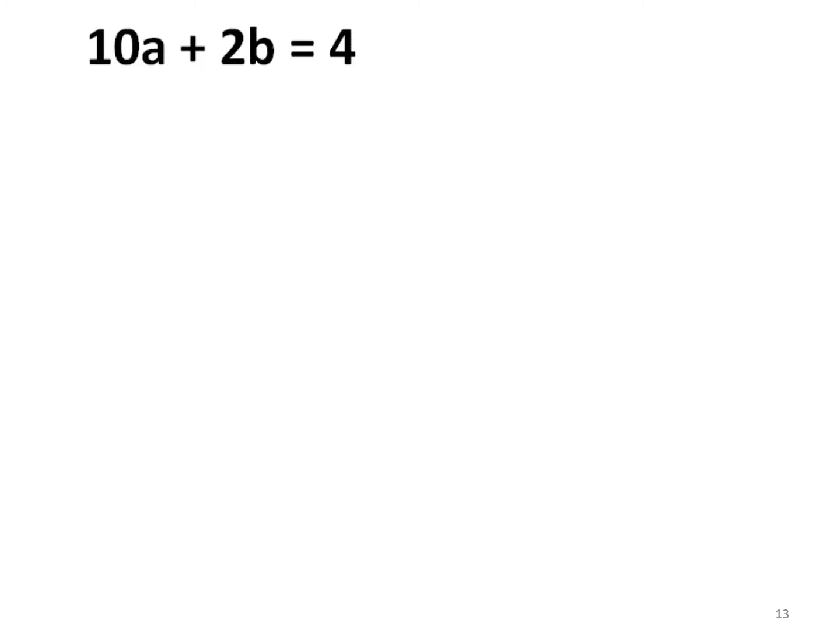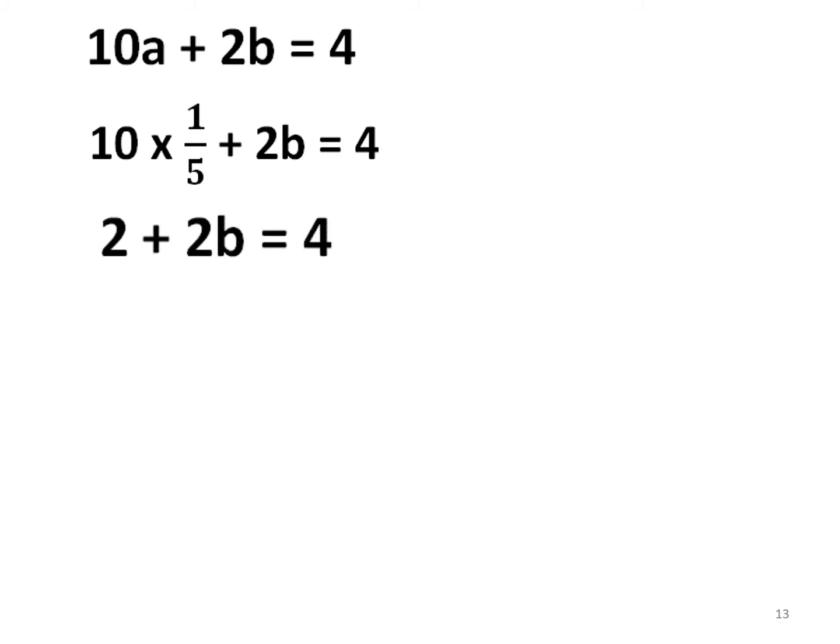Equation 3 is 10a plus 2b is equal to 4. So the a value is 1 upon 5. Substituting the value 10 into 1 upon 5 plus 2b is equal to 4. So 2 plus 2b is equal to 4.